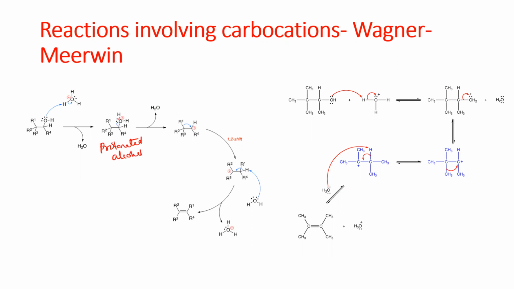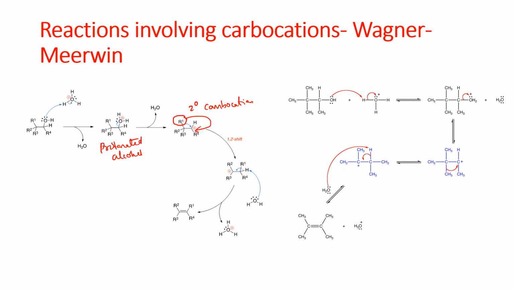From this, water goes out, eliminates out. As a result of that, this secondary carbocation is formed. You know, when you compare a secondary carbocation with a tertiary carbocation, the tertiary is more stable. Therefore, here in this position, there is an alkyl group. The alkyl group is migrated towards this position. It is called a 1,2-alkyl shift or 1,2-R shift.